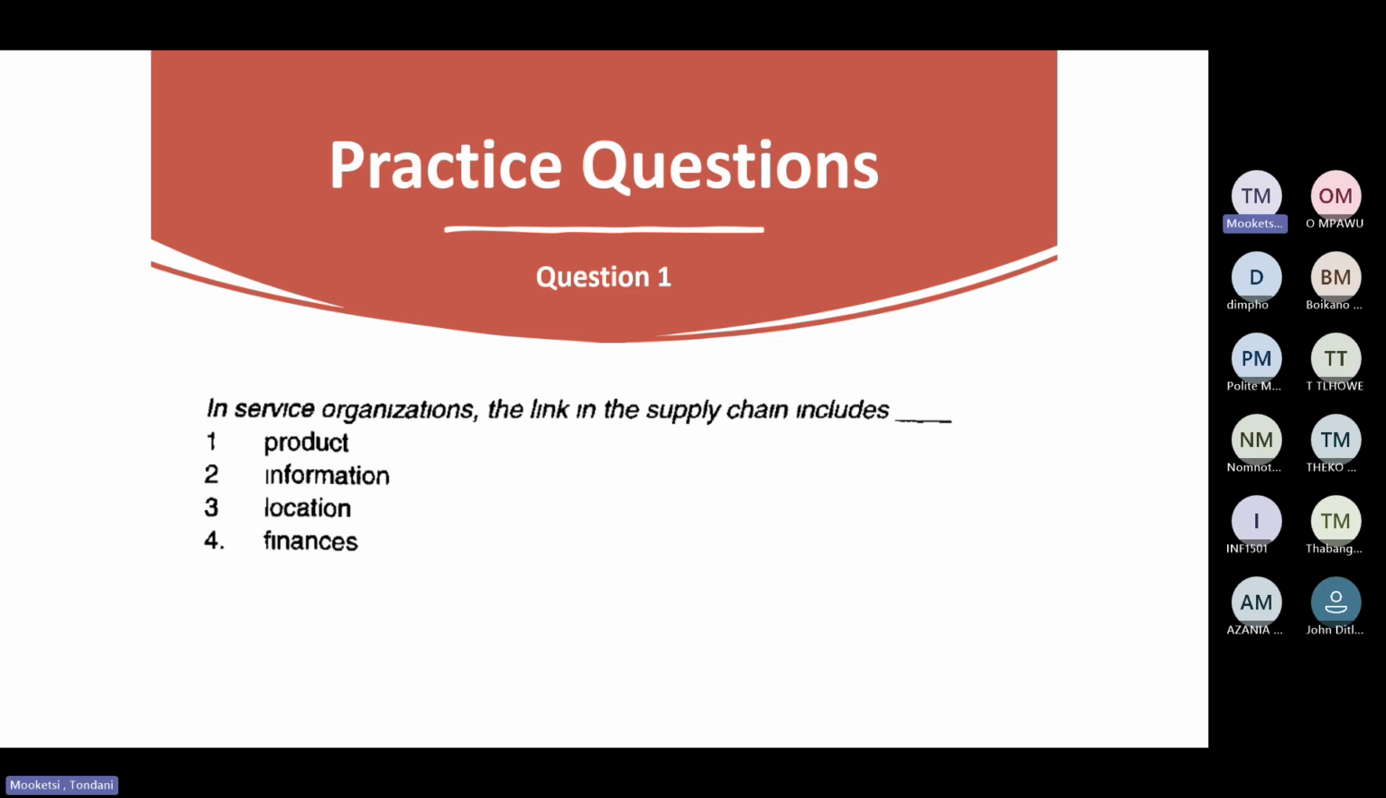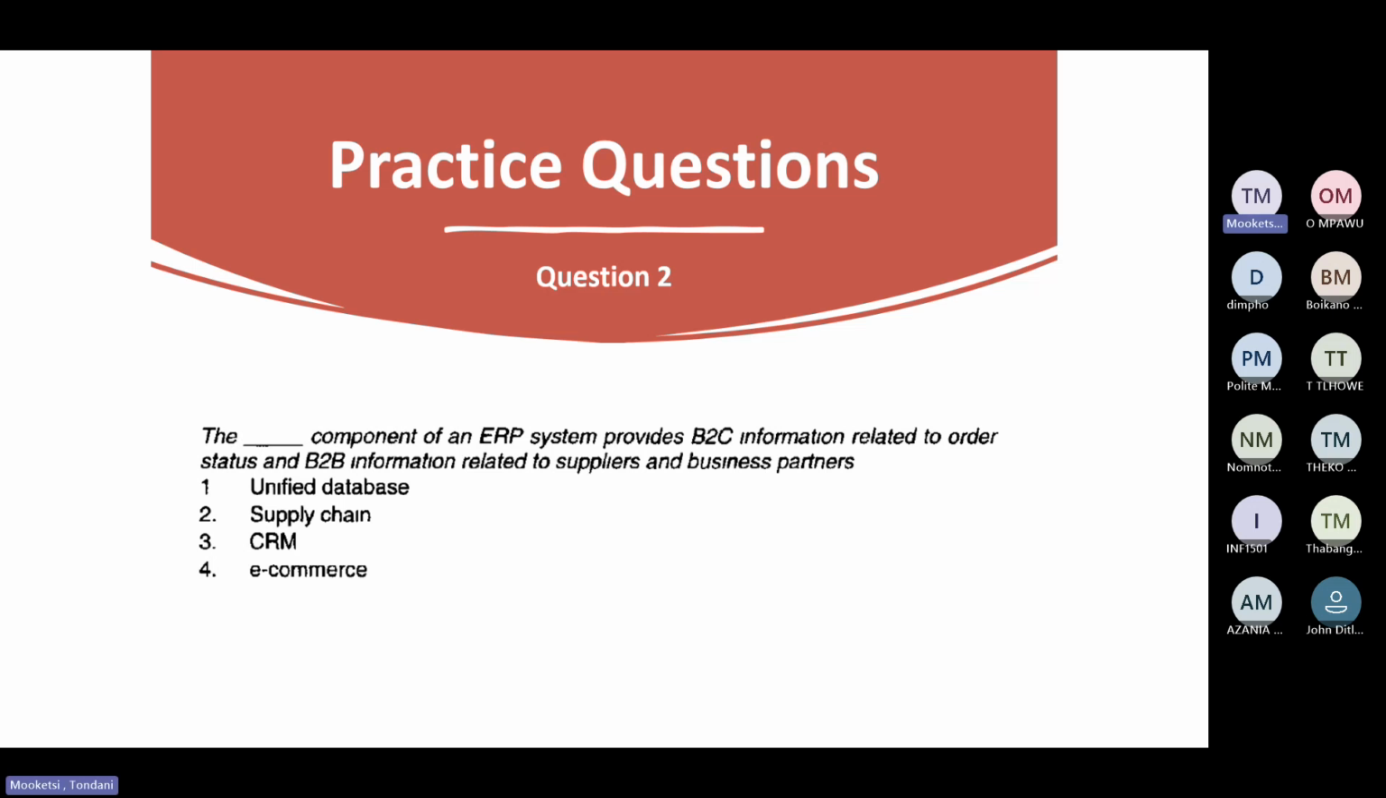Okay, then let's go to the next one. The component of an ERP system that provides B2C information related to order status and B2B information related to suppliers and business partners. Is it unified database, supply chain, CRM, or e-commerce?